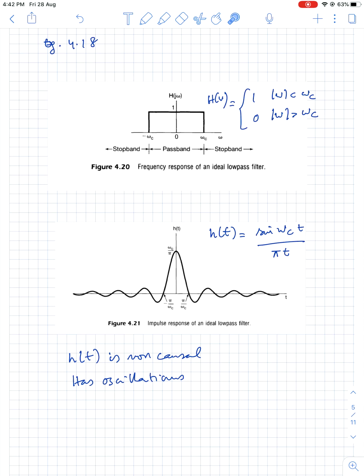Also, in this case, the sinc has oscillations. So, there may be some applications where this kind of oscillatory behavior is not required. For example, if you are doing audio filtering, then you don't want your output to have ups and downs. So, in various applications, it may not be desirable to have this kind of an impulse response.